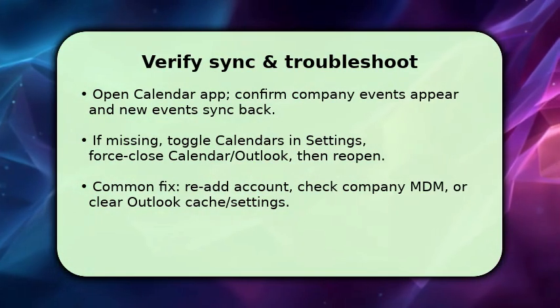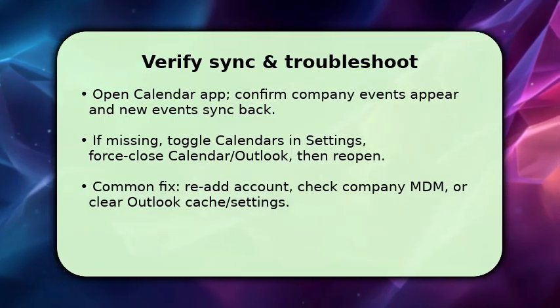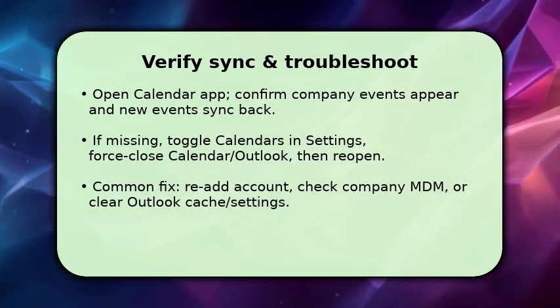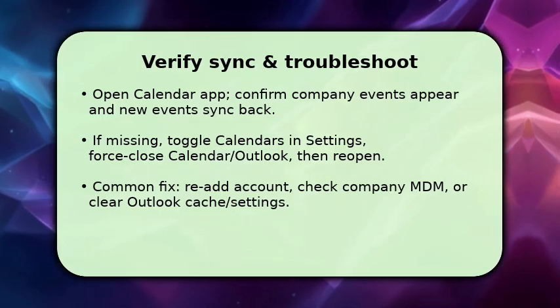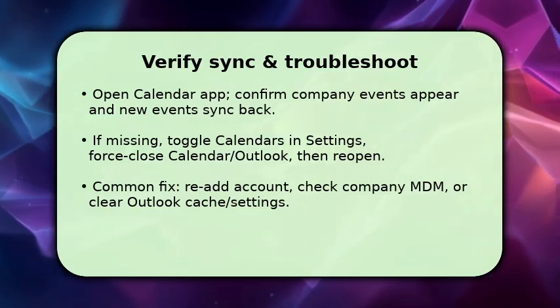Finish by confirming events appear and changes propagate both ways. Open the iPhone calendar and Outlook app, create a test event from one side, and verify it shows up on the other. This proves sync is working.